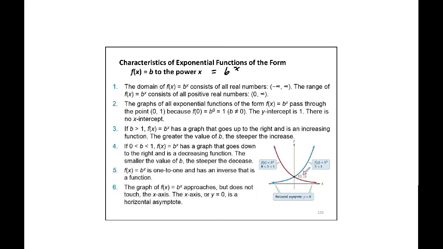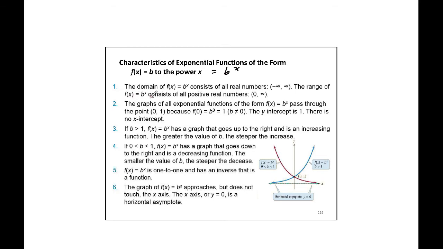The domain of f(x) = b^x consists of all real numbers, the interval from minus infinity to infinity, and the range of f(x) = b^x consists of all positive real numbers, that is, the interval from 0 to positive infinity, not including 0. We have a horizontal asymptote, which is actually item 6.